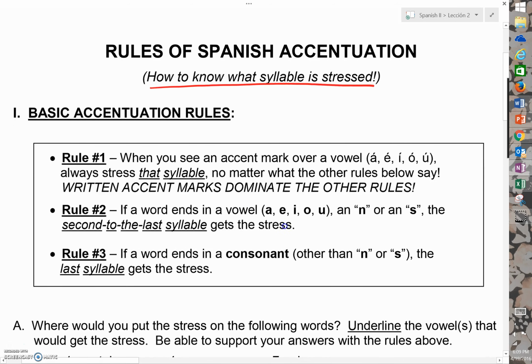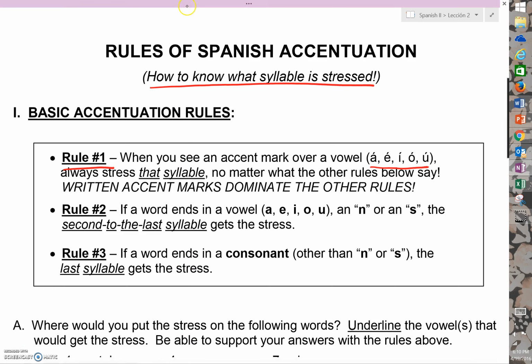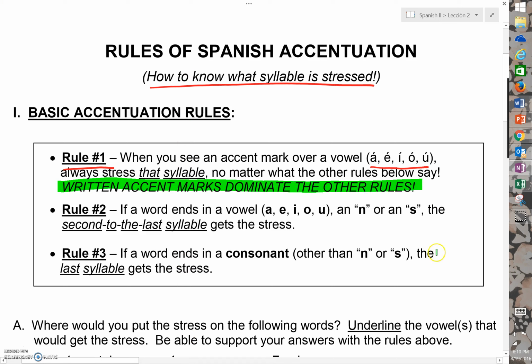Our basic accentuation rules. You need to memorize these. There is no way around it. You have to memorize these 3 rules. It will make your life very, very easy if you memorize these rules. So, rule number 1 tells us that if we see a written accent mark over a vowel, so A, E, I, O, or U, we always stress or emphasize that syllable, no matter what the other rules are going to tell us. So if we see a written accent mark, that accent mark dominates the other 2 rules that we're going to talk about.